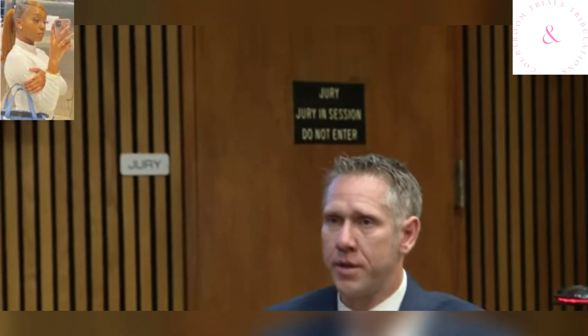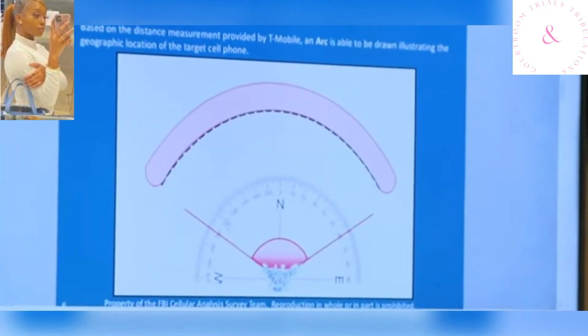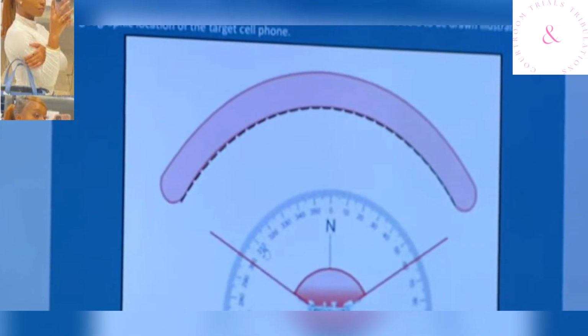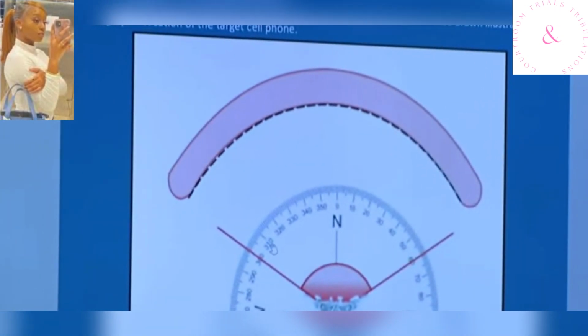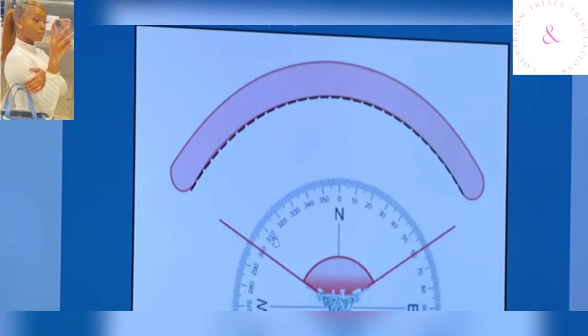The question is what then is retained by T-Mobile? So just because for the other phone there was, I believe, only one timing advance record provided, it doesn't mean that timing advance was not occurring in the background. There was only one record that was retained by T-Mobile.